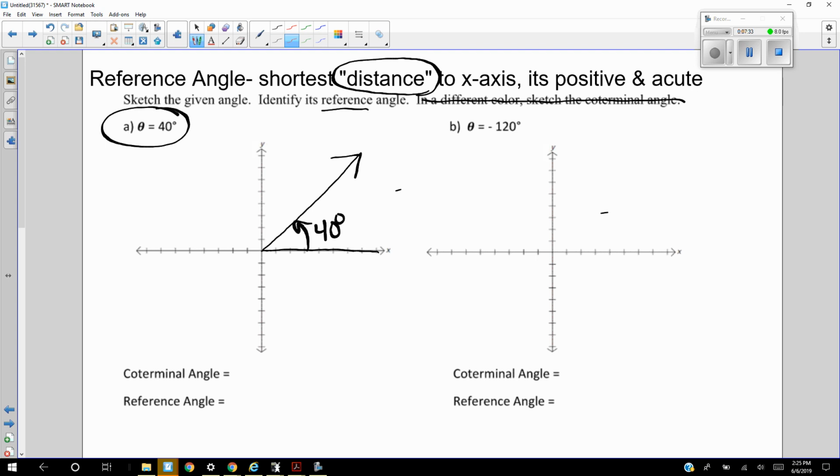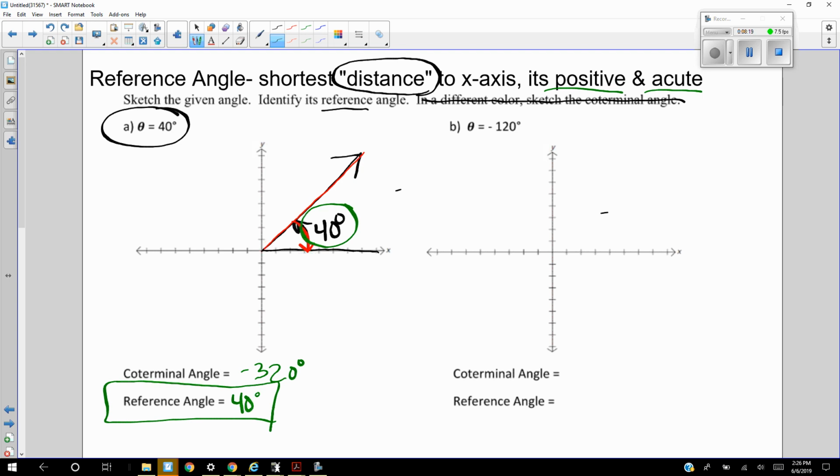So then you have to ask yourself, from the terminal side of that angle, what's the shortest distance to the x-axis? Well, the answer to that is this angle measure right here. That's the shortest distance to the x-axis. You wouldn't say this arrow in green because that's the shortest distance to the y-axis. So the shortest distance to the x-axis is 40 degrees. That angle measure is positive and it's less than 90 degrees. So our reference angle in this problem is 40 degrees. Again, we're not doing coterminal, but I'll go ahead and write it. Coterminal angle would be negative 320.